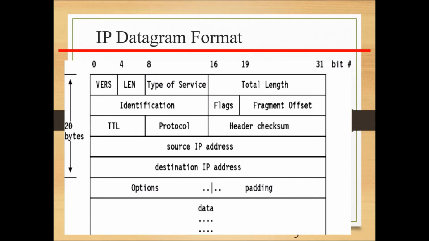IP datagram format. So dear students, this is the header of IP version 4. Basically, header is very important when we send data. If there is no header, the data will not be transmitted in a proper way. So these are some fields which we will study in detail in our coming slides.